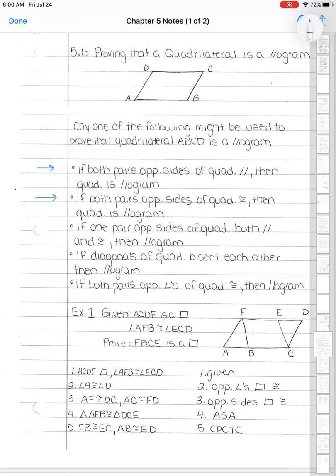So it says any one of the following might be used to prove that quadrilateral ABCD is a parallelogram. So if both pairs of opposite sides are parallel, so that is the definition, then the quadrilateral is a parallelogram. If both pairs of opposite sides of a quadrilateral are congruent, then the quadrilateral is a parallelogram. If one pair of opposite sides of a quadrilateral is both parallel and congruent, so that's the same pair, both parallel and congruent, then it's a parallelogram. If the diagonals of the quadrilateral bisect each other, and if both pairs of opposite angles of a quadrilateral are congruent, then it's a parallelogram.